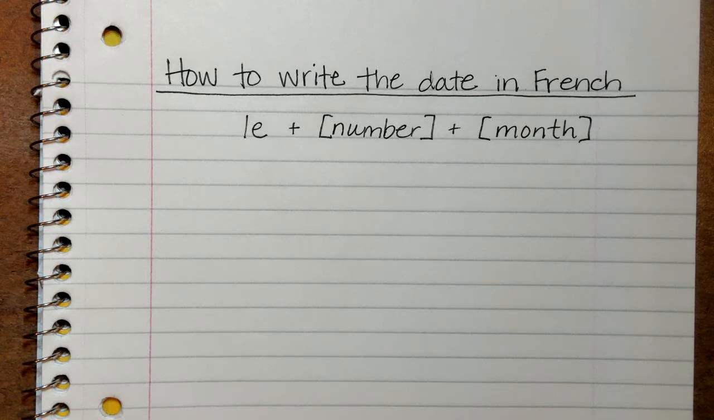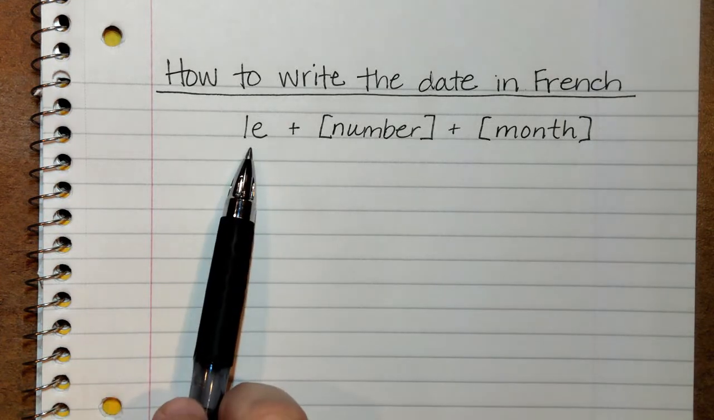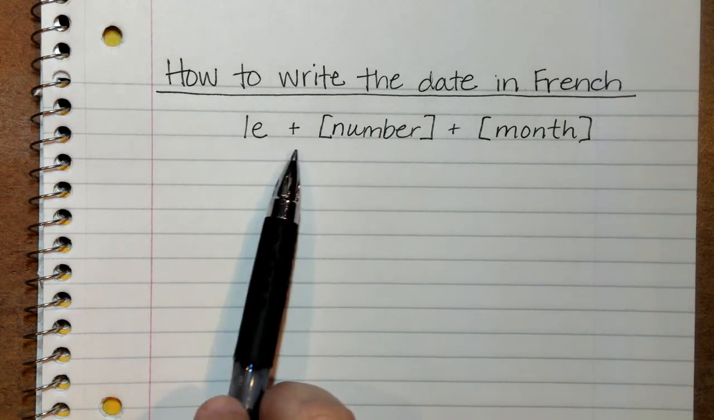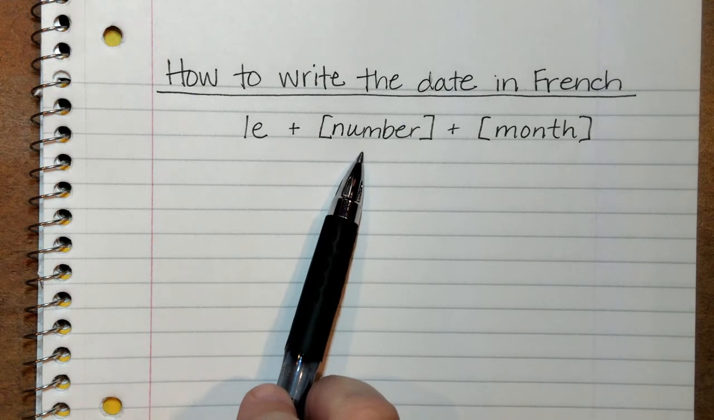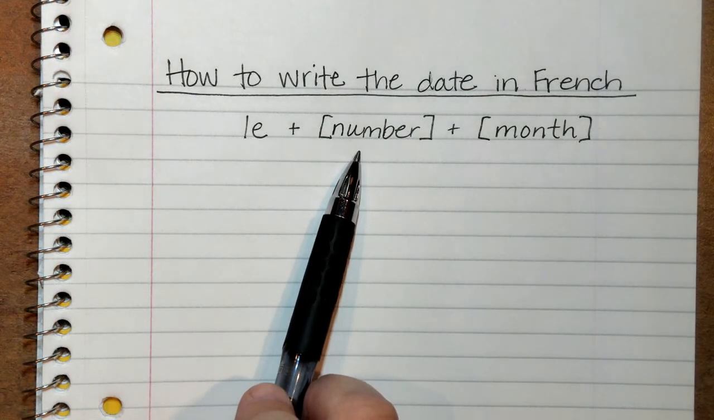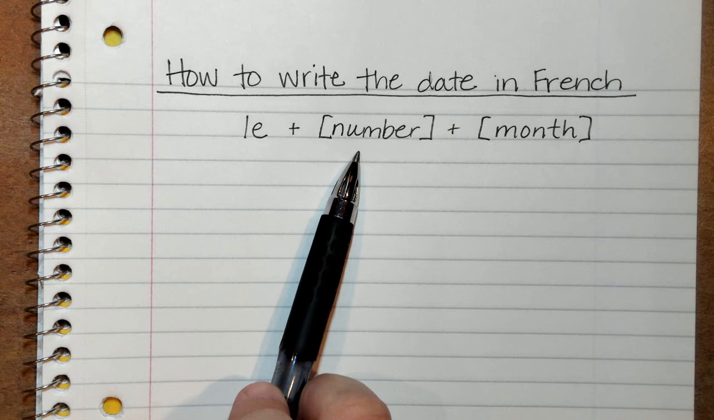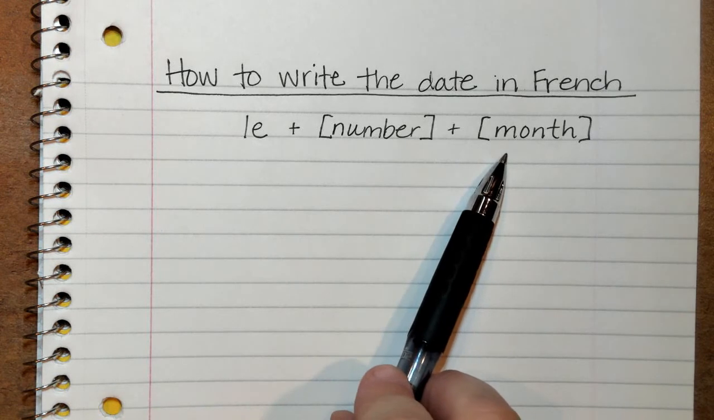In this video, we're going to talk about how to write the date in French. Writing the date in French is actually pretty simple. There's this formula that you're going to follow, and it goes like this. You start with the word le, and then you put the number of the date. So if it's the 10th of the month, you'll put the number 10. If it's the 20th of the month, you'll put the number 20, and so on. And then the name of the month.